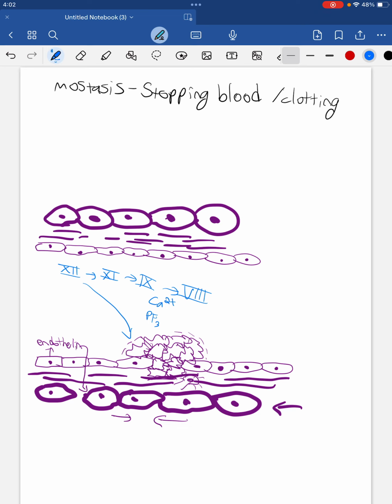These together will turn the inactive form of factor 10 to the activated form. Okay, this active form reacts with factor 5, platelet factor 3, and calcium. So that's involved here. Calcium again is used to activate a prothrombin activator.